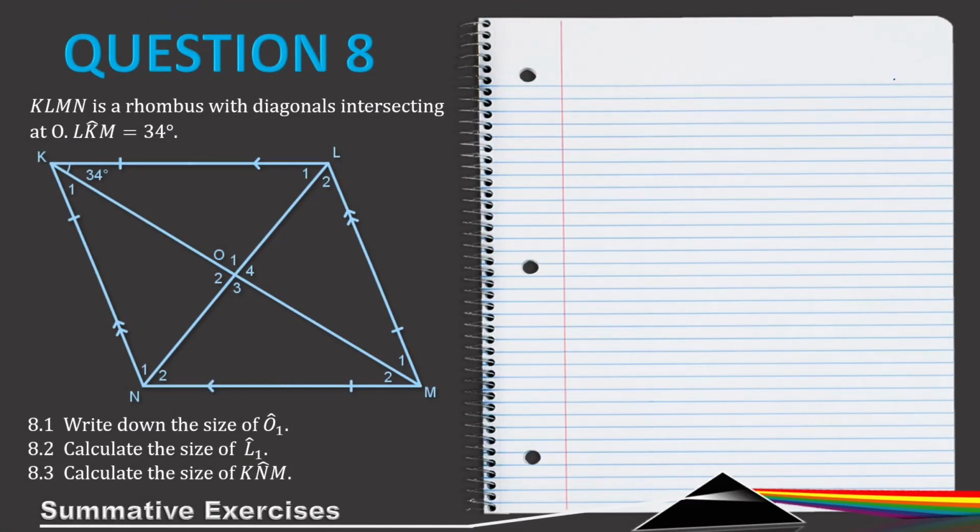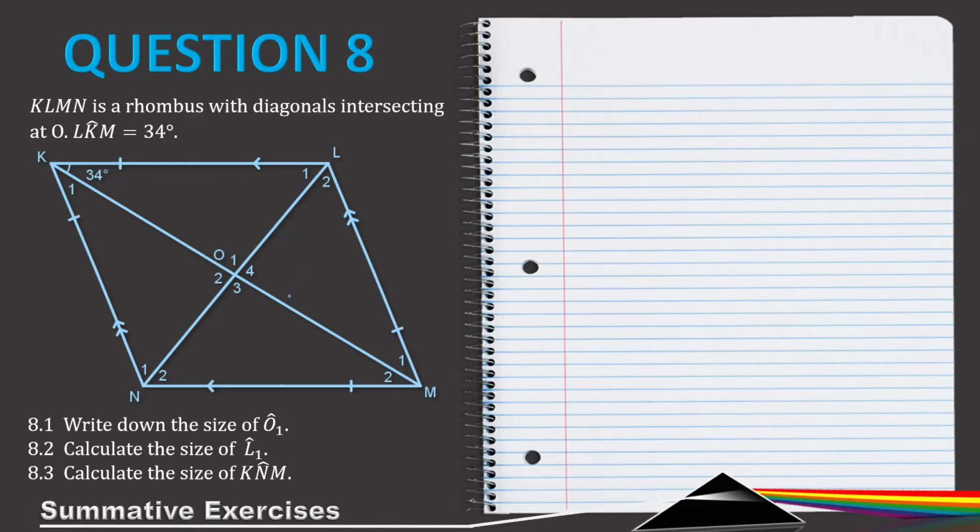Okay, question 8. KLMN is a rhombus with diagonals intersecting at O. So once again, what is a rhombus? A rhombus is where both pairs of opposite sides are parallel. So it's basically a parallelogram, except all four sides are equal in length. Okay. Now next, LKM is 34 degrees, and question 8.1 says write down the size of O1.